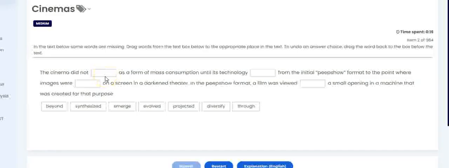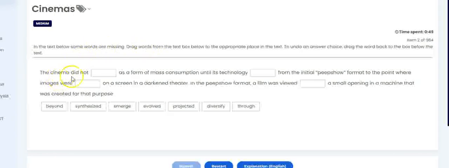Okay. So here you can read before the blank and after the blank and try to understand what is the meaning of the sentence. All right. Let's try to solve this problem. The cinema did not dash as a form of mass consumption until its technology from the initial peep show. So it is talking about the cinema, that is something from a very old age. Some technology was not that much developed at that time.